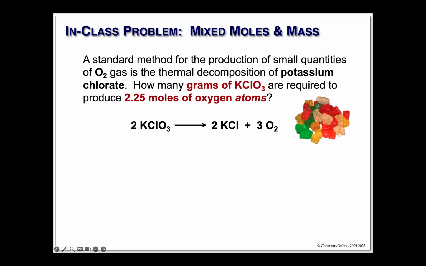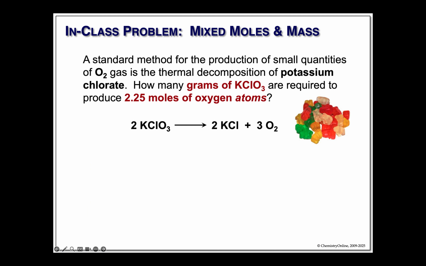Remember the gummy bear reaction. We took potassium chlorate, heated it, got potassium chloride and oxygen. In this problem, we're facing something real that you would do in the lab, okay? In the lab, you don't weigh out moles of things, you weigh out grams of things, don't you? So here we want to know how many grams of this stuff we need to get 2.25 moles of oxygen.